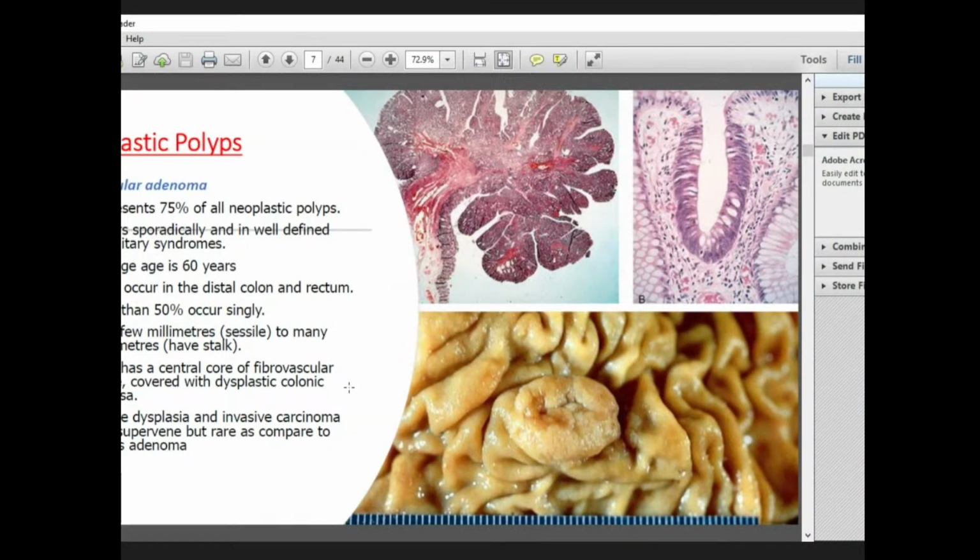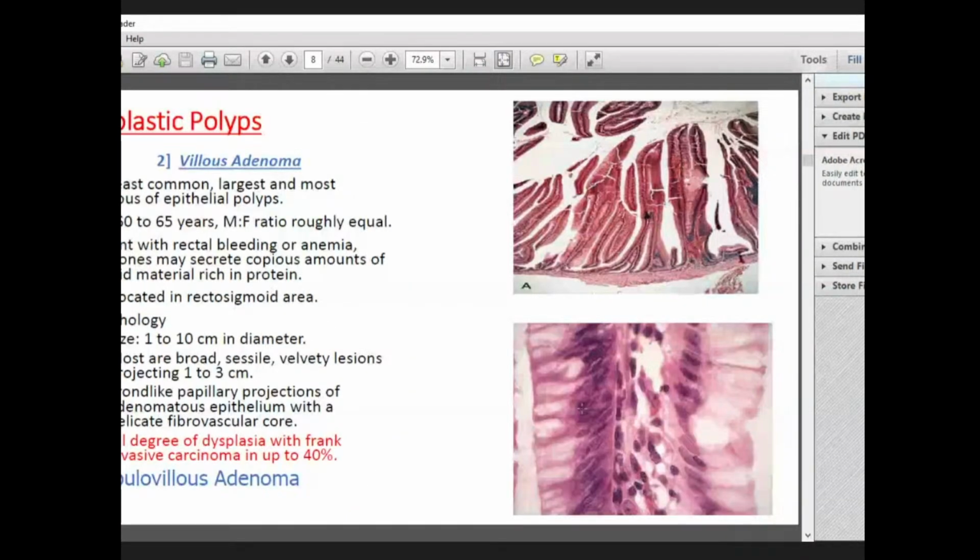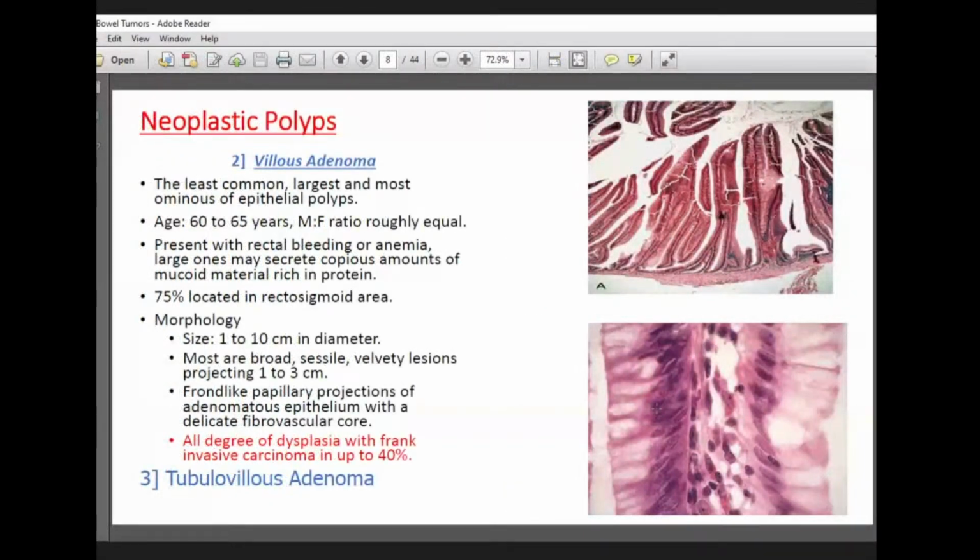Then we go to the villous adenoma. They are the least common as compared to the tubular adenoma. They are usually larger than the tubular adenoma. They are usually seen in elderly age, male and female equally, and they are symptomatic. They have anemia due to rectal bleeding, and sometimes they have mucoid diarrhea, a copious amount of stool rich in mucus.